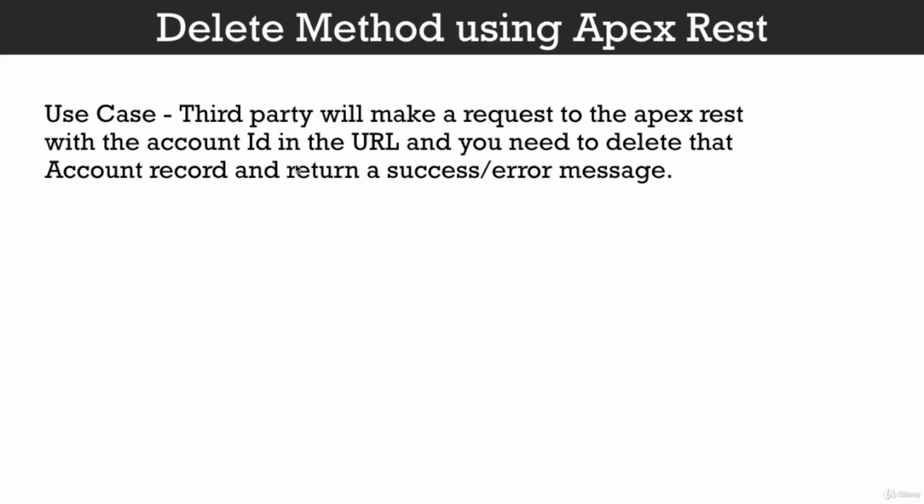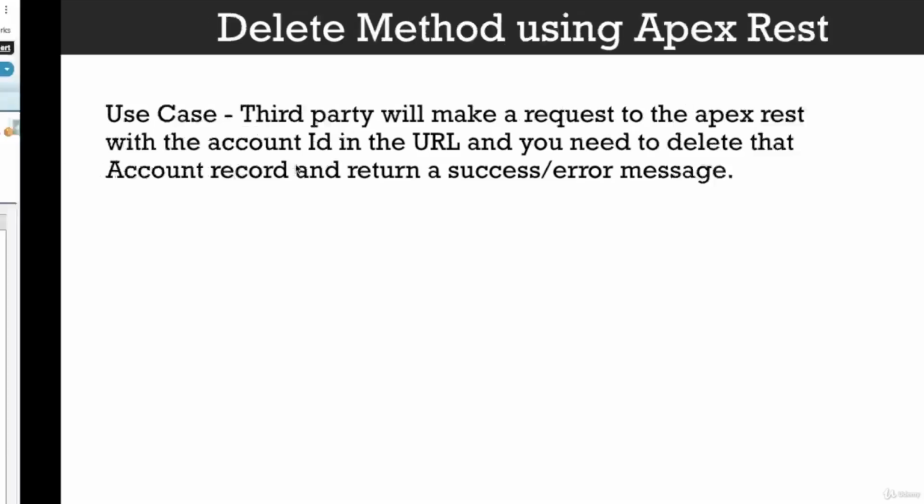In this lecture, we are going to learn how we can implement a delete method using Apex REST. So here is a use case for us. We need to get an account ID from the URL that a third party will be requesting, and then based on that account ID, we need to check if that ID exists in the system. If the ID exists, delete that record. If not, return a message saying that no record was found with the ID. So without further delay, let's quickly start.